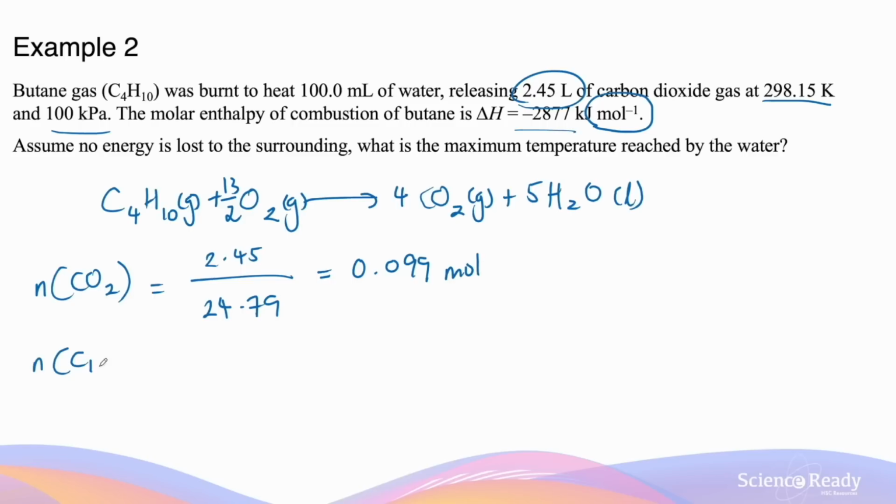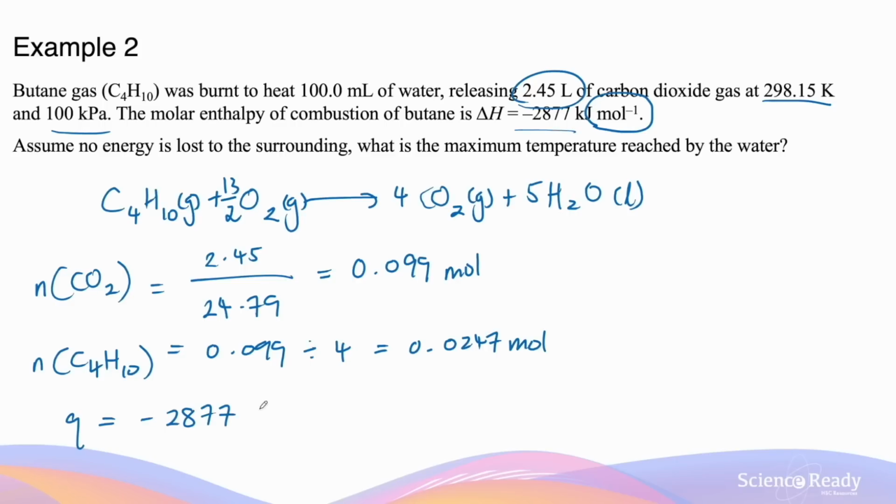So therefore, the moles of the butane gas is equal to 0.099 divided by 4, because it's a 1:4 ratio between the butane gas and the carbon dioxide. And this gives me an approximate answer of 0.0247 moles of butane gas combusted. So the energy that's released by the combustion will be equal to minus 2,877 kilojoules per mole times 0.0247 moles of butane gas. This gives me an answer of minus 71.1 kilojoules of energy released, which is approximately minus 71,000 joules of energy.